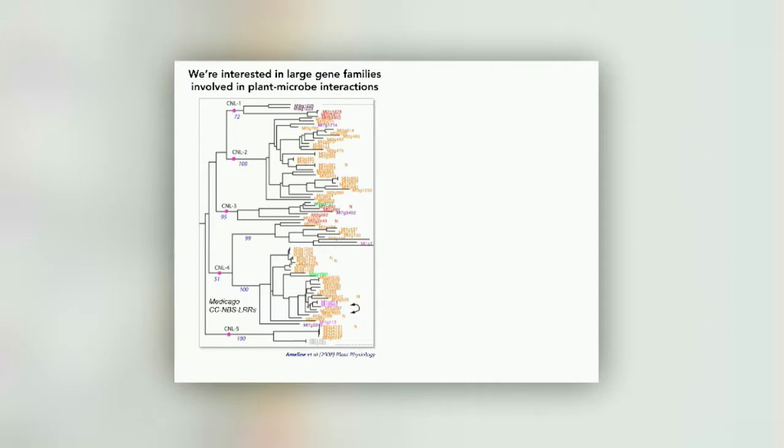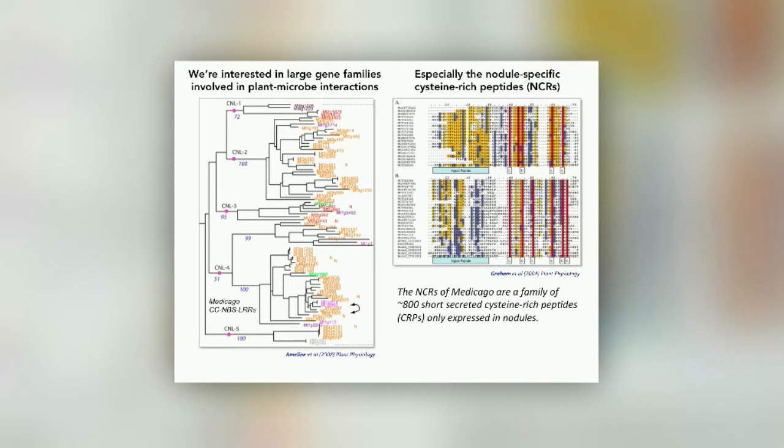We're interested in large gene families, but especially in a gene family called the nodule-specific cysteine-rich peptides, the NCRs. Here I'm showing a multiple sequence alignment of those NCRs to give you an idea that there are hundreds of them, they're complex, and they've got a lot going on. One of the characteristics of these NCRs is that they have a signal peptide, so they're molecules that are secreted extracellularly. They have a very regular patterning of cysteine residues, which is highly conserved among different NCRs. It's a large family. There are 800 of them in Medicago, and they're only expressed in nodules.